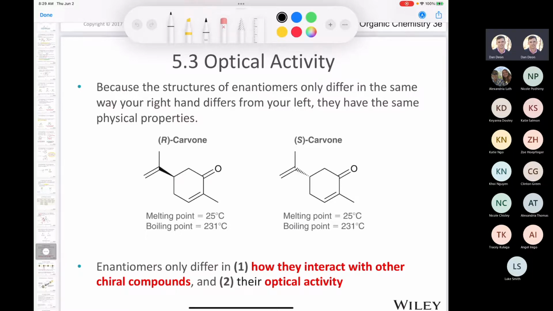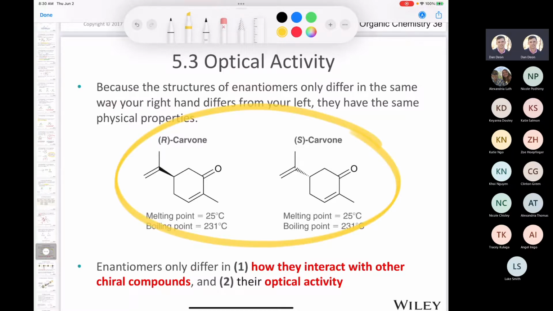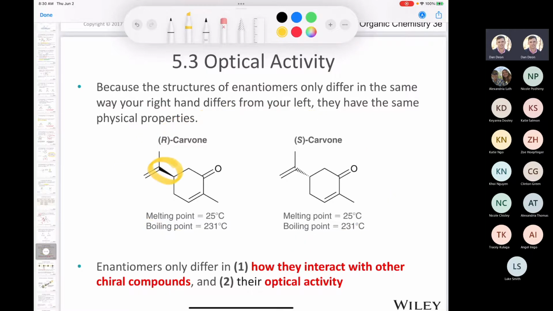All right, so let's move on and get into something new. We're still in section 5.3. And now we're going to discuss what's called optical activity. Check this out. You have to really think about this, but if you have two enantiomers, so let's say we have these two compounds, we know that R carbon and S carbon are enantiomers because they only have one stereocenter. You go from a wedge to a dash, and you've drawn the enantiomer. Okay, so we've got two enantiomers.